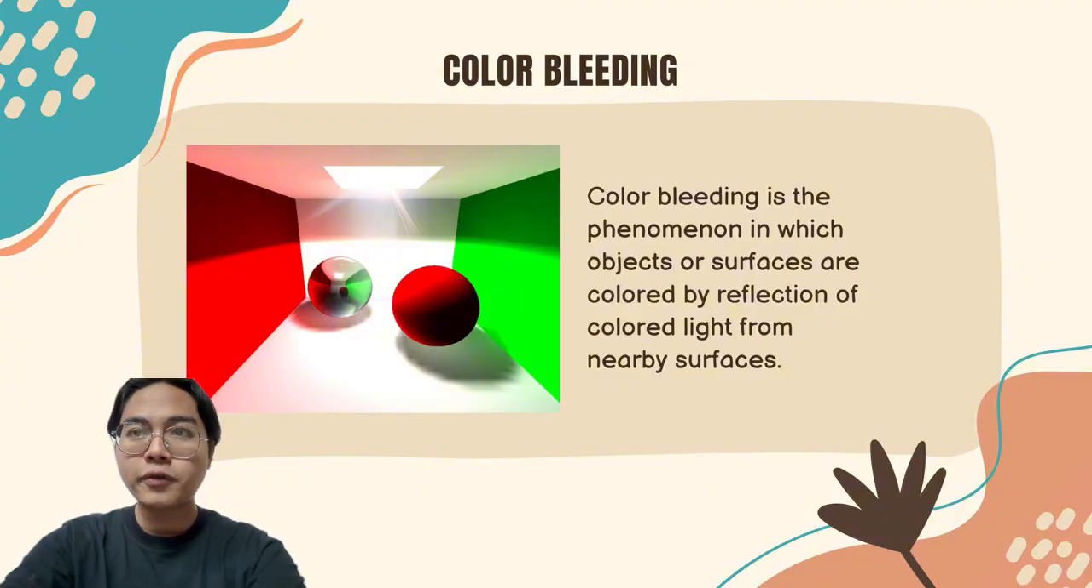The next one is color bleeding. Color bleeding is the phenomenon in which objects or surfaces are colored by reflection of color light from nearby surfaces.